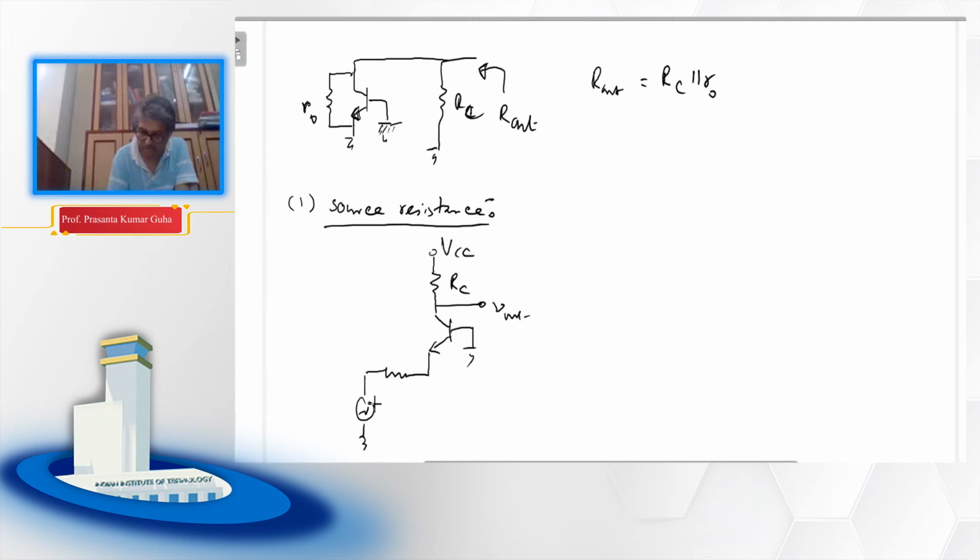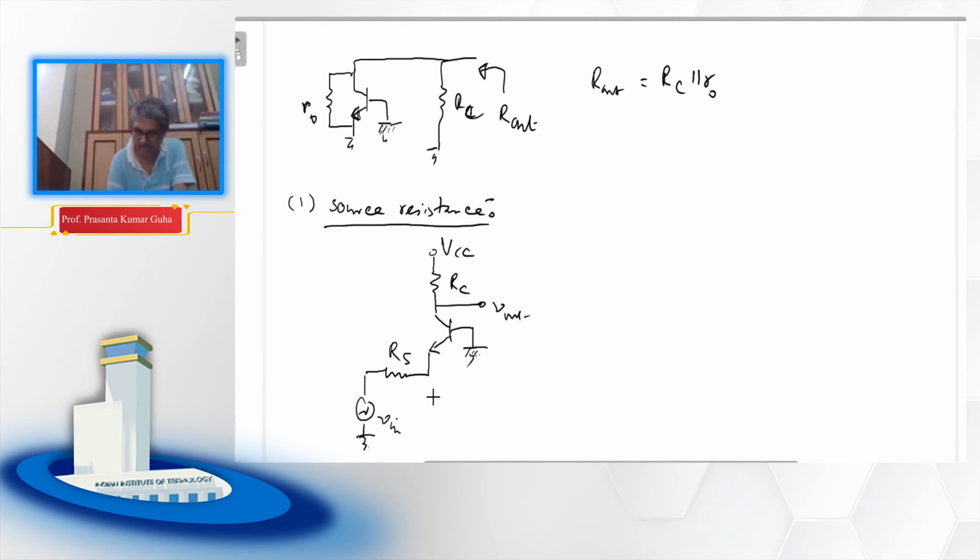Okay, and we have this Vin and we have this RS. So this is the circuit where I have additionally introduced this RS, which is associated with this Vin. Okay, and try to find out the gain.